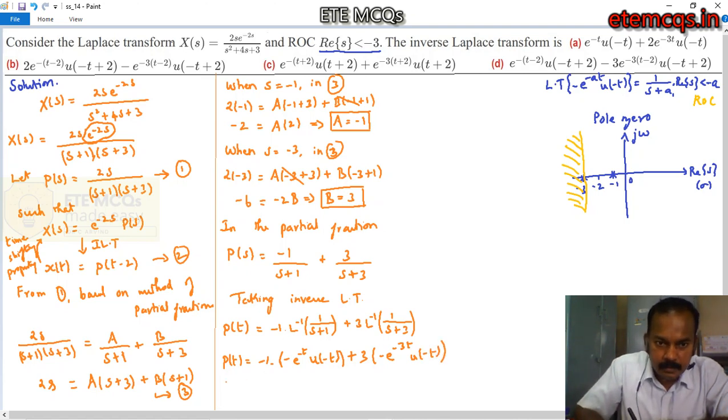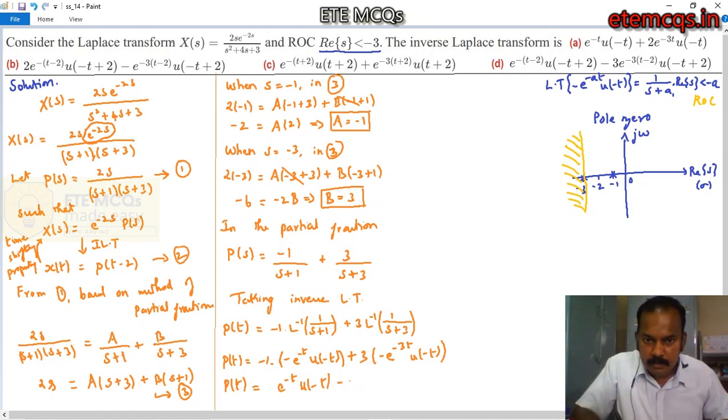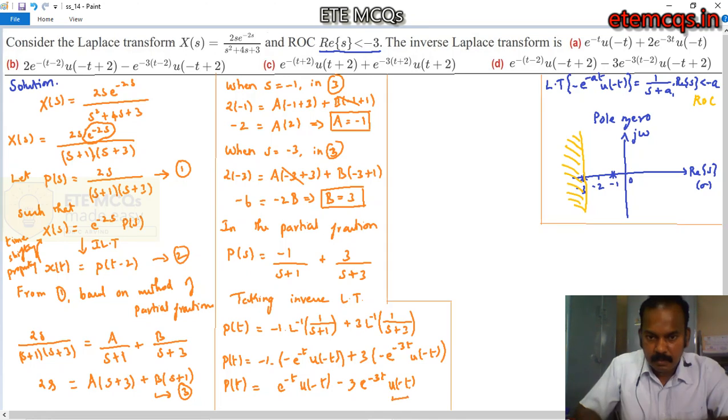So finally we get P of t is equal to minus 1 into minus, which becomes plus, so you have e power minus t into u of minus t, plus 3 into minus, which becomes minus 3 times e power minus 3t into u of minus t. So we have obtained P of t is equal to e power minus t into u of minus t minus 3 times e power minus 3t into u of minus t. Let us take this as equation number 4.